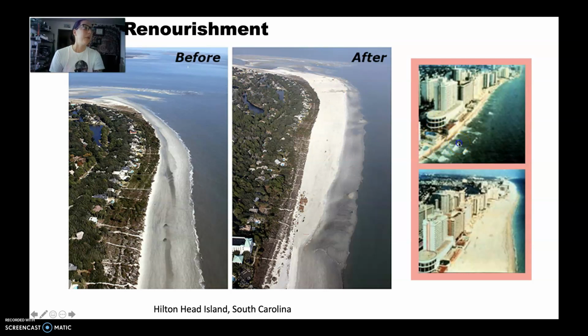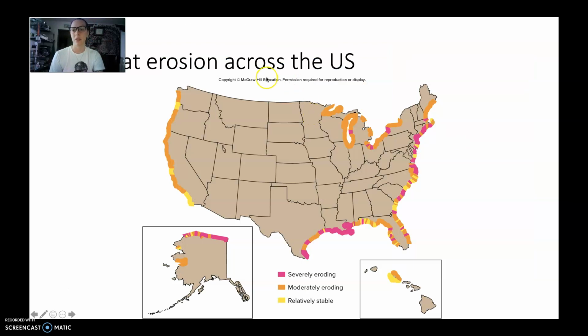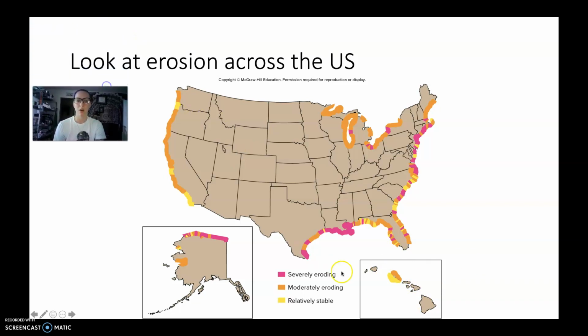And if we were to imagine the erosion around the U.S., what these things look like, the pink color is severely eroding, orange is moderately, and the yellow is relatively stable. So for the most part, the Pacific Northwest is moderately eroding, save for a few locations. And then the poor South, Louisiana in particular, is not doing too hot. And I don't know why they don't have all of Hawaii here. It's just showcasing Oahu, but this is a huge problem on all the islands of Hawaii as well.